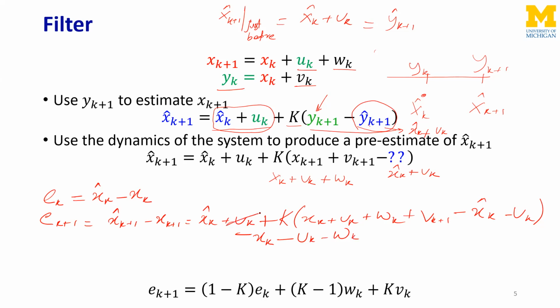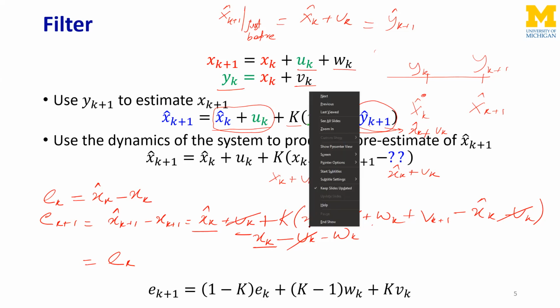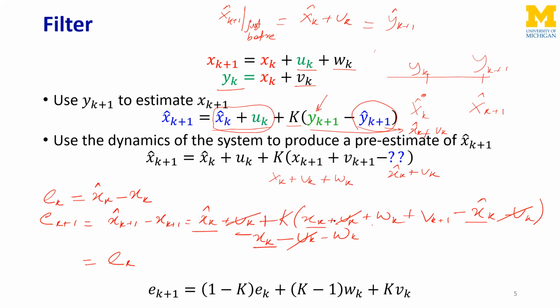Okay, now we cancel a bunch of things. We can cancel this and this, and this guy and this guy. Okay, so that leaves us x hat k minus xk, which is just ek. Then we have this guy and this guy right here. So that's going to be plus K times ek again. And then we have plus K times wk plus K times vk plus 1.